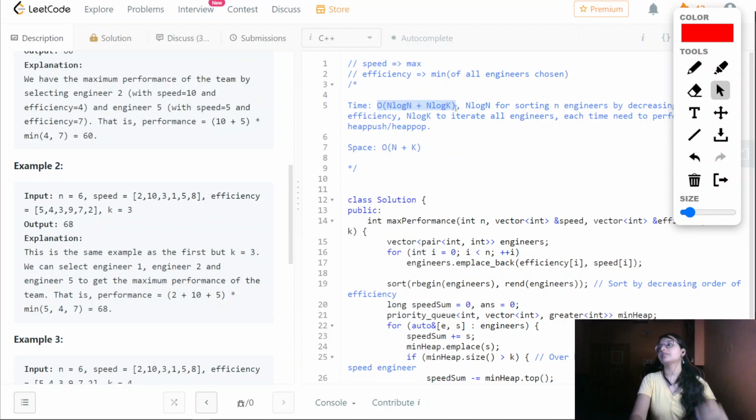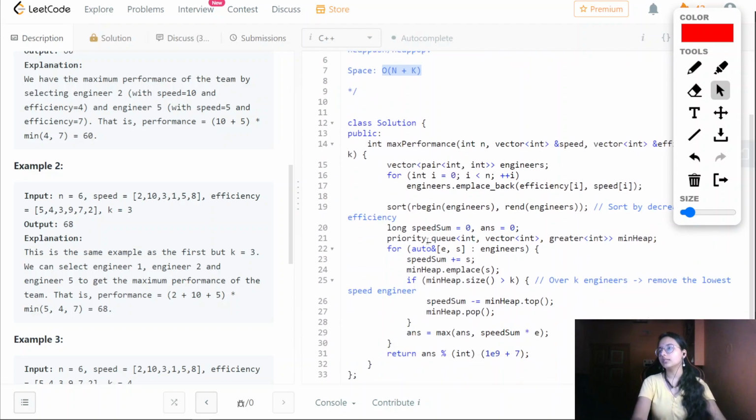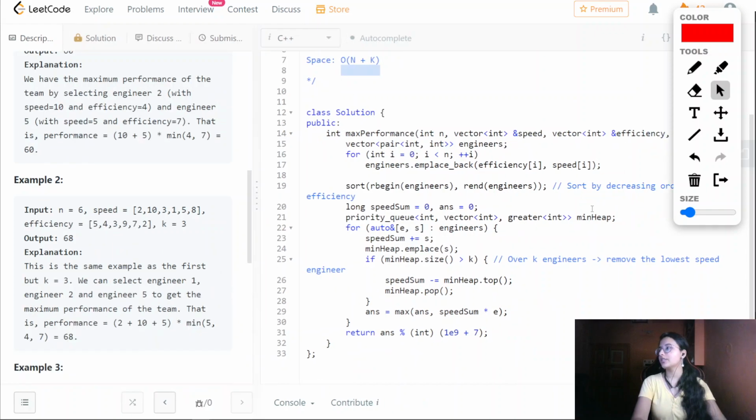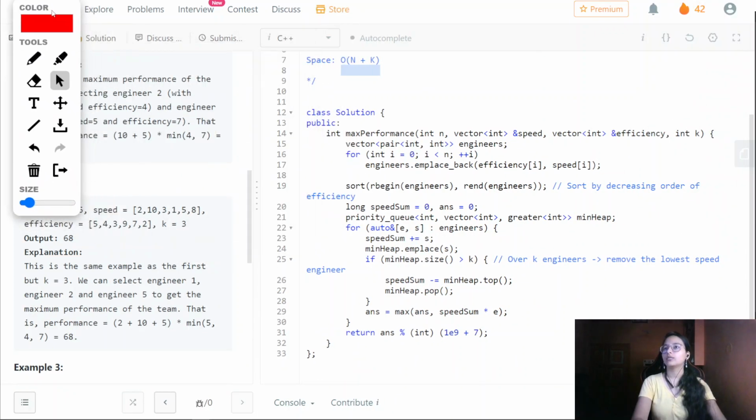So that's why. Now comes the next part, which is the space. So space would be n plus k because we have our array which has n elements, and k would be for the priority queue. Now this is the coding part for this particular question. Let me move it here. Now for the coding part.